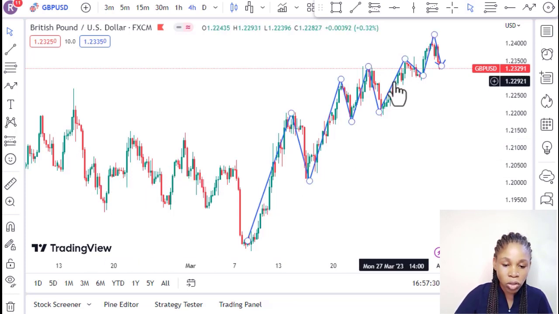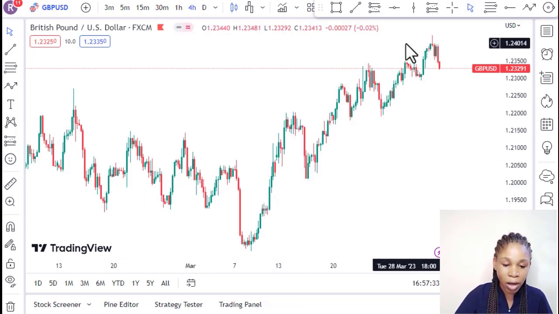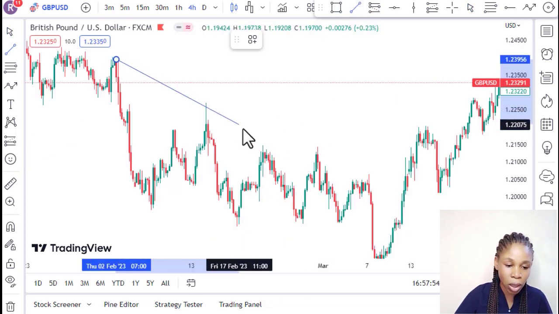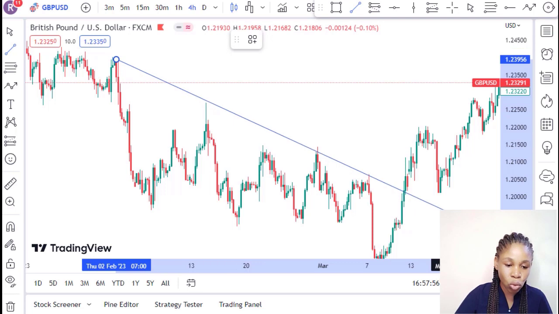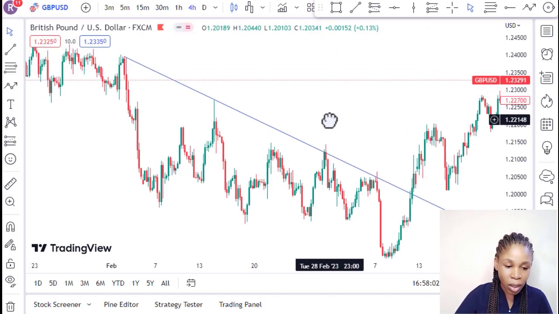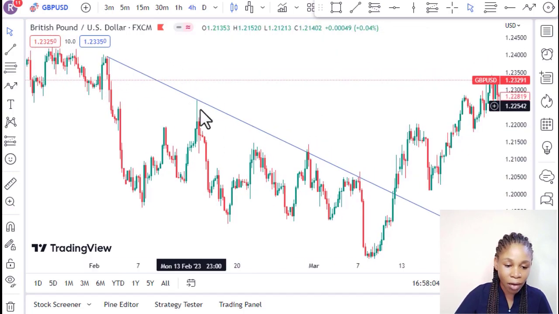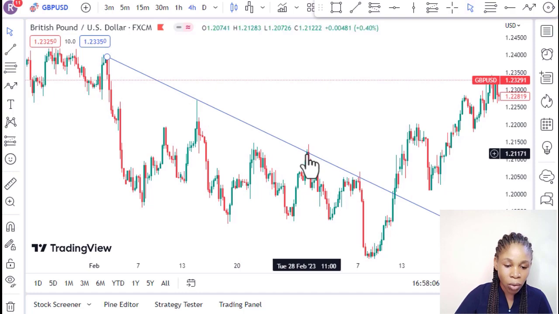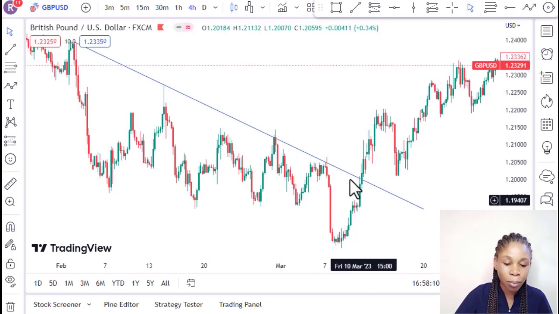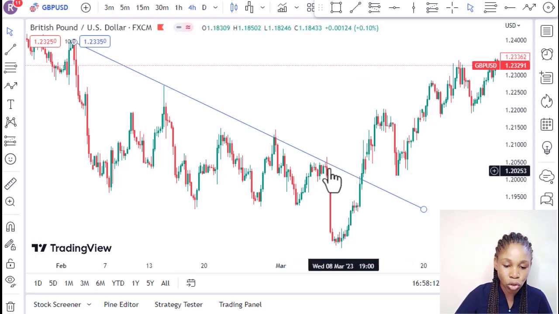Now let's go ahead and plot our trend line. Remember, you're connecting two points. You're connecting two lower highs in a downtrend. As you can see, we have a touch here, a touch here, a touch here, and also a touch here before price finally broke the trend and the structure around this zone.